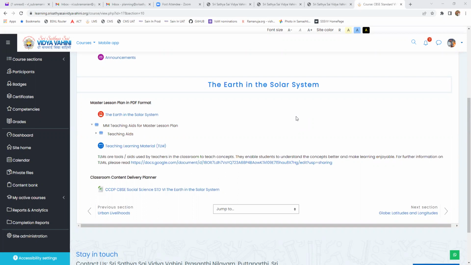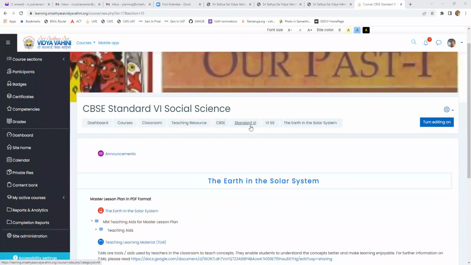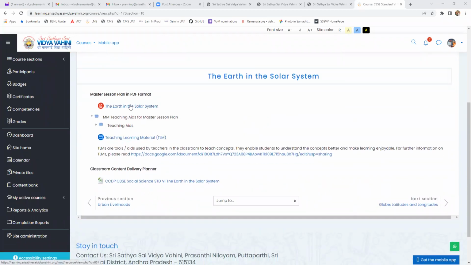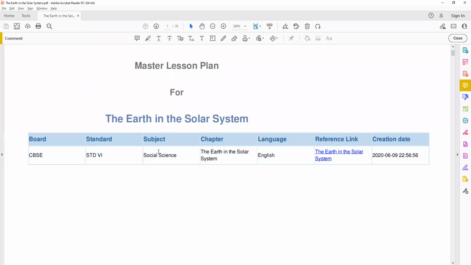Okay. So let us take one chapter and let's see how we are going to prepare the CCDP document for this. I'm in the learning management system. I am in CBSE grade 6 social science. I have taken the Earth in the solar system, right? So I have one MLP and I also have the CCDP. Okay, let me open the MLP. You're able to see the MLP? Yes, brother.